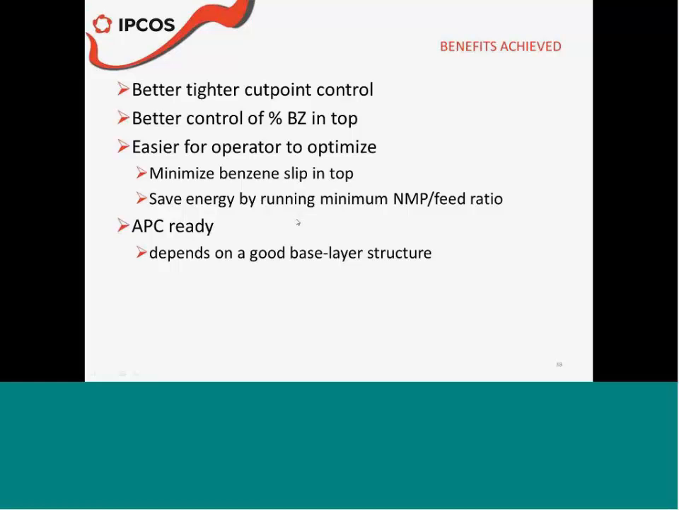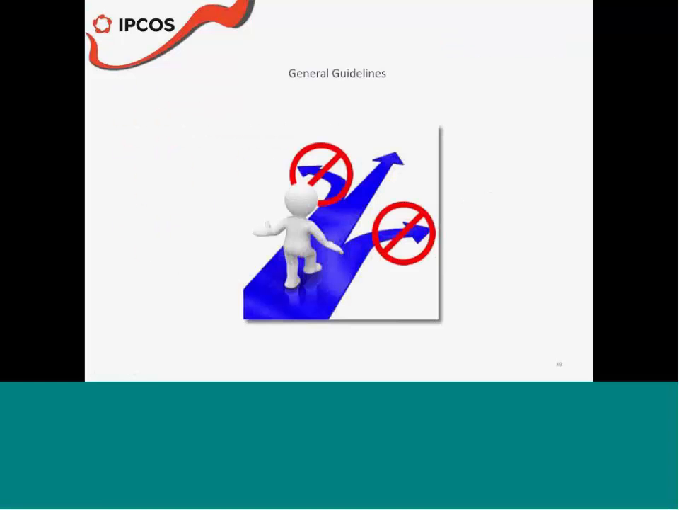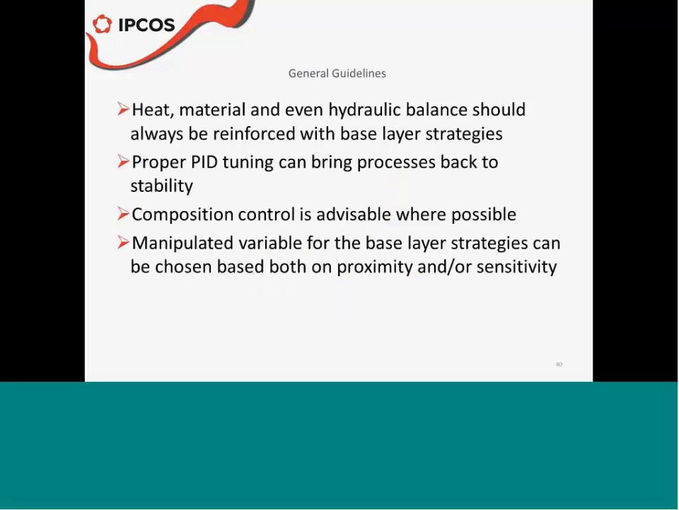Also, it allows the operator to change this solvent to feed ratio at a minimum. Remember, the more solvent you use, the more energy you need to separate it from the benzene in the downstream column. The final benefit achieved is that now the column is APC ready, because now a good base layer structure is in place. As I said, to finalize, we're just going to give general guidelines that we learned from all these experiences.